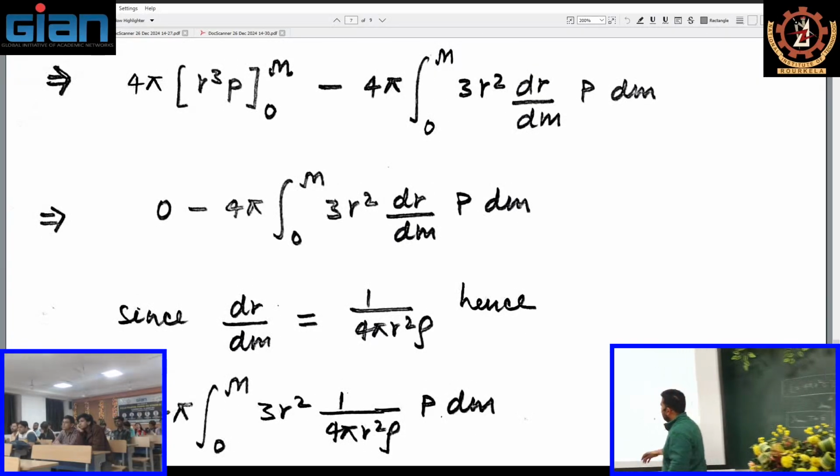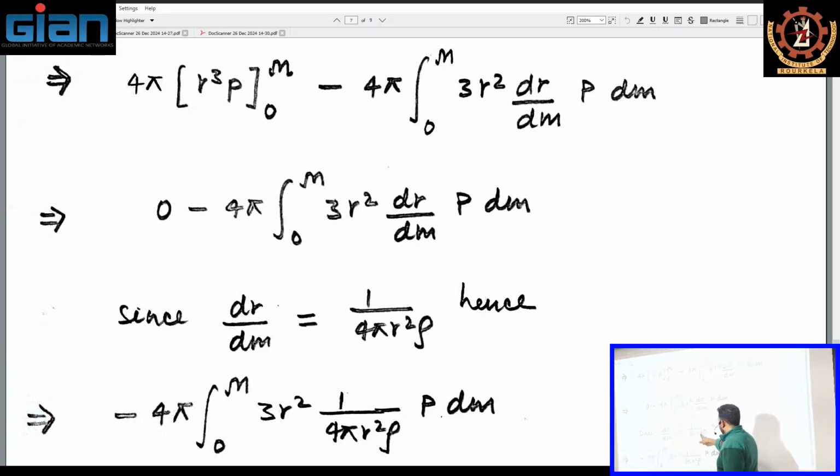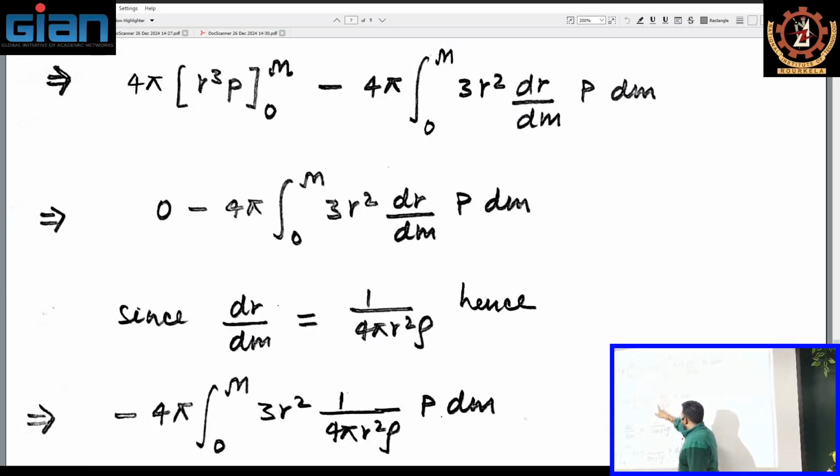Okay, now what you can also do is take the dr/dm relation. This dr/dm is equal to 1 divided by 4 pi r square rho. So you just replace dr/dm by this expression over here. So dr/dm can be replaced by 1 divided by 4 pi r square rho. This is what you will get at the end here. This is why I told you that we use this relation to convert from dr to dm, or go back from dm to dr, or sometimes to get rid of dr/dm. Okay, this relation.